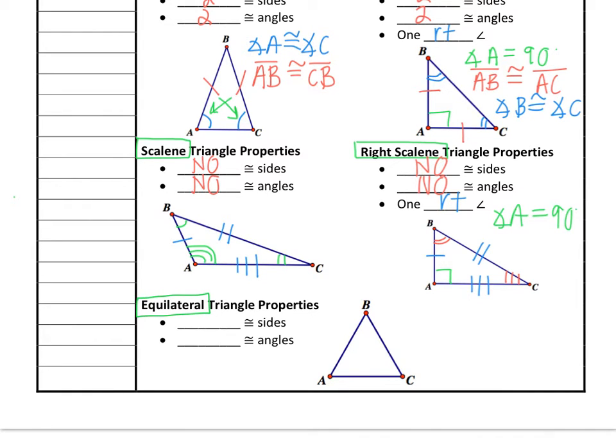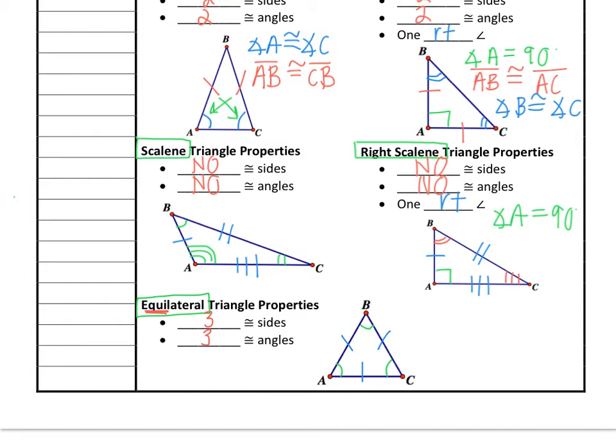Again, look at that root word there, equal. So equilateral triangles have 3 congruent sides and 3 congruent angles, hence equilateral. So all the sides are going to be the same, so they each get a mark. And likewise, all of the angles are going to be the same, so they all get a mark.